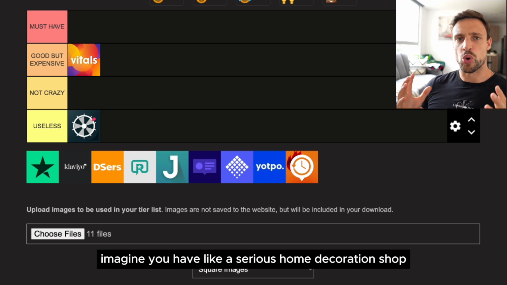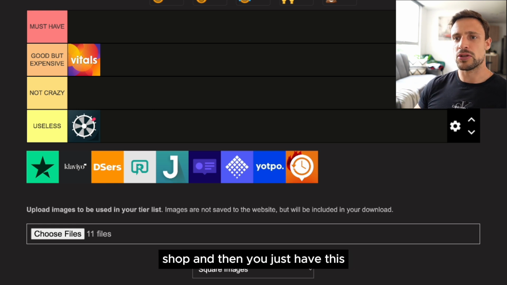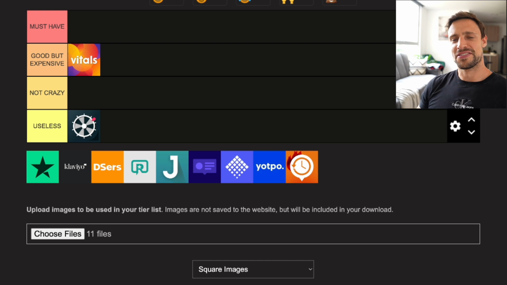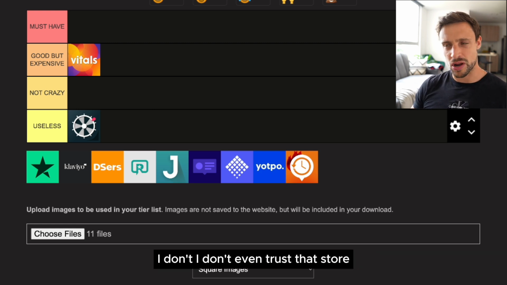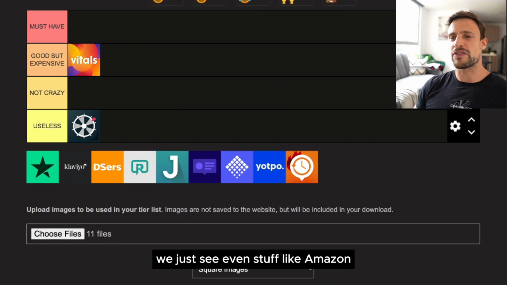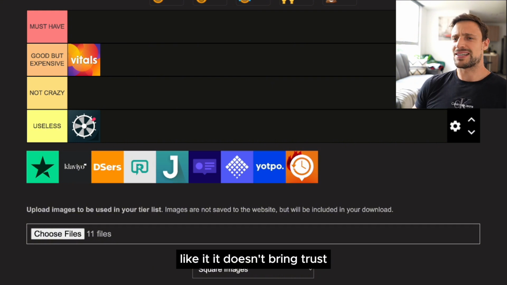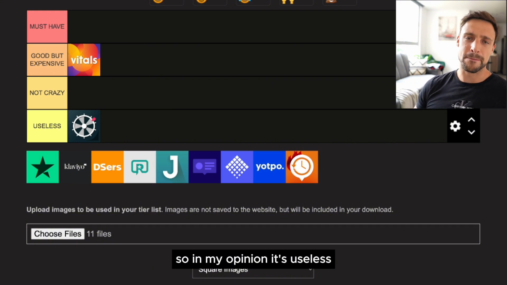Imagine you have a serious home decoration shop and then you just have this gadget wheel coming out of nowhere. I don't even trust that store. Would you see even a store like Amazon having this type of wheel? It doesn't bring trust. So in my opinion, it's useless.